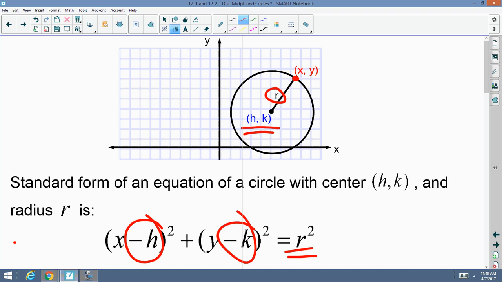Yes, for circles, the h and the k both are opposite. Thank you, my brother. Good observation. So, how does this work? That's great. That's real nice.